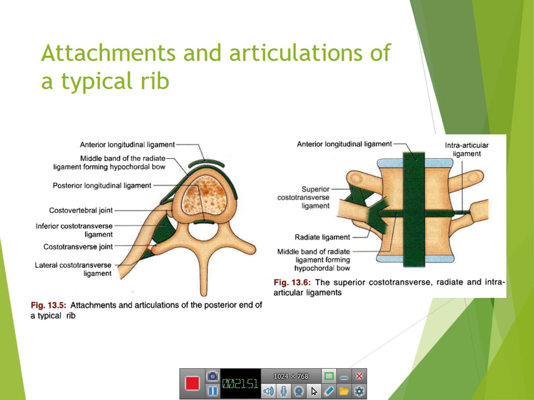The lateral non-articular part of the tubercle gives attachment to the lateral costotransverse ligament. Here is the lateral costotransverse ligament, and this point is the non-articular part of a tubercle. And the articular part of the tubercle is here, that is attached and joined with the transverse process of a vertebra.